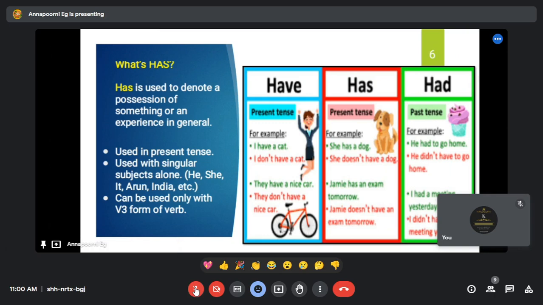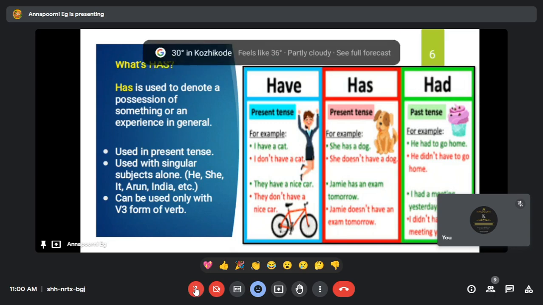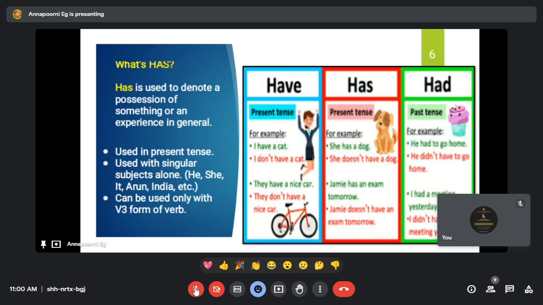Has is used to denote possession of something or an experience in general. Used in present tense. Used with singular subject alone, he, she, it, Arun, India, etc. Can be used only with V3 of verb. Yes, okay.